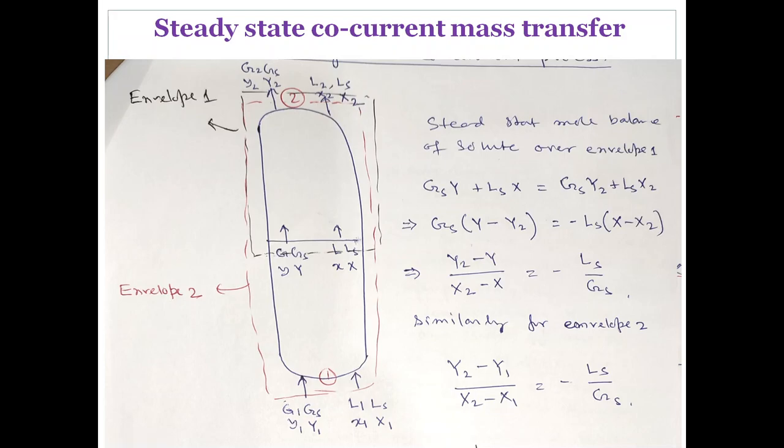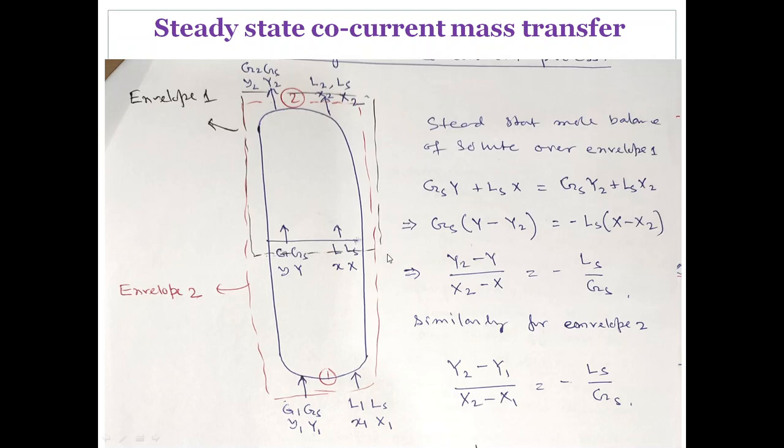So the thing is that here this is higher and this is lower, but here this is lower and this is higher. It is a very simple concept. From material balance you understand this. Now we will do it in a similar way to what we did in countercurrent.